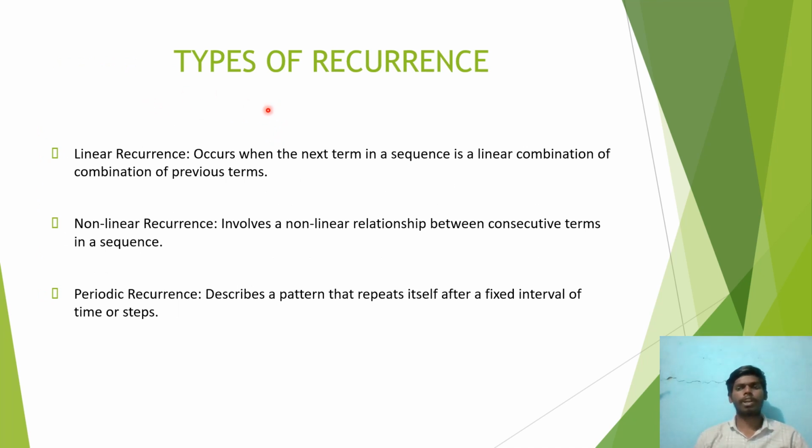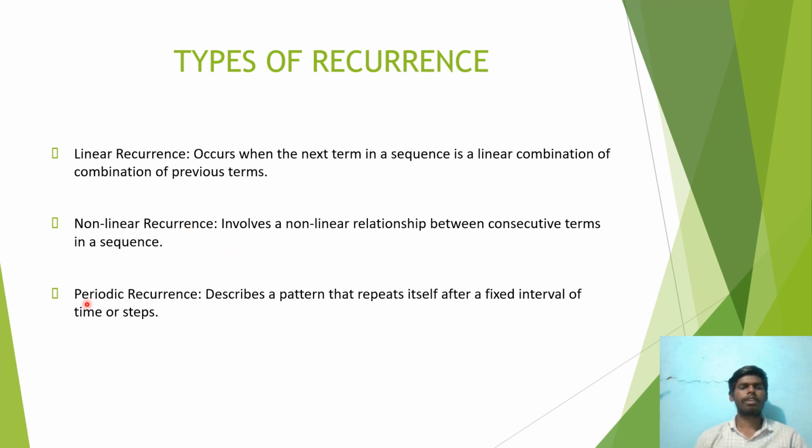Coming to the types of recurrences, there are three types. The first one is linear recurrence, which occurs when the next term in a sequence is a linear combination of previous terms. It means the term is dependent upon the previous terms. And non-linear recurrence involves a non-linear relation between consecutive terms in a sequence.